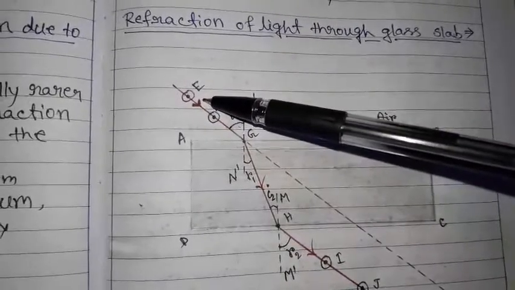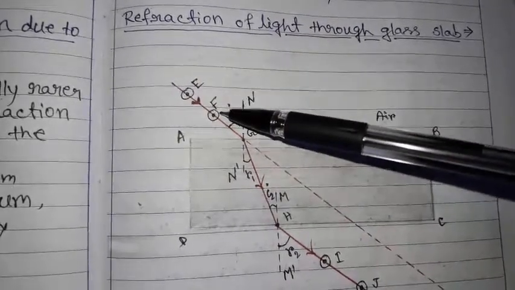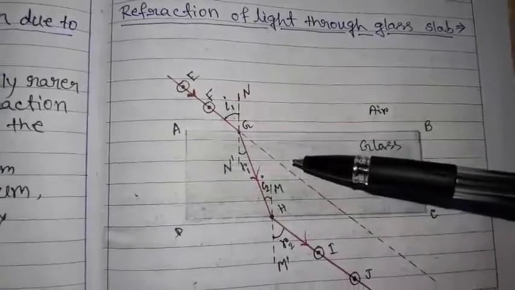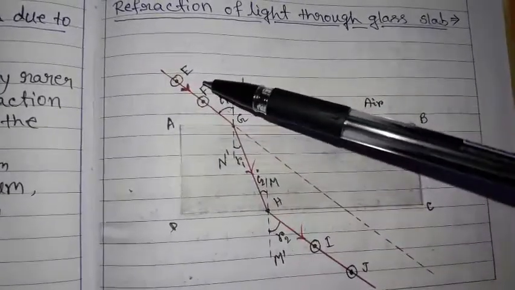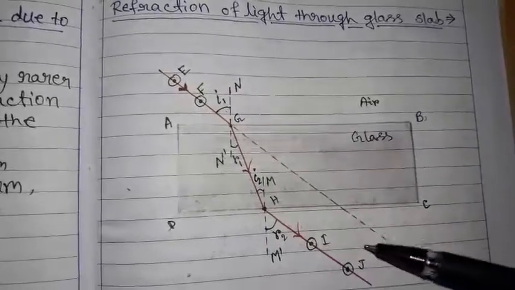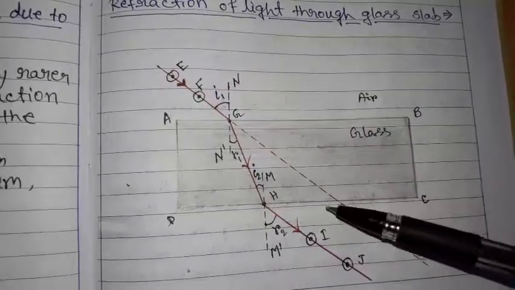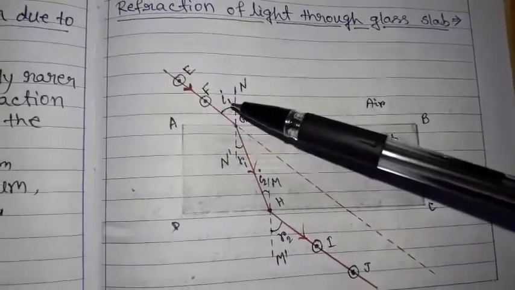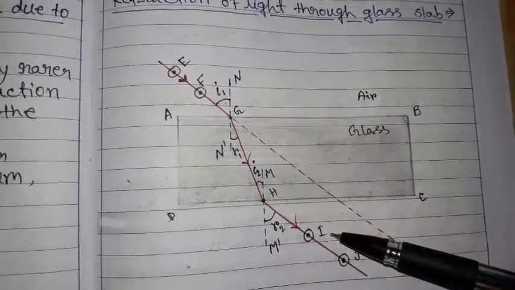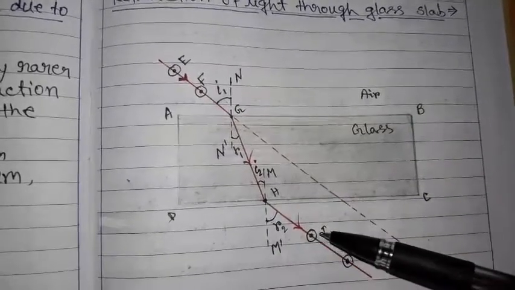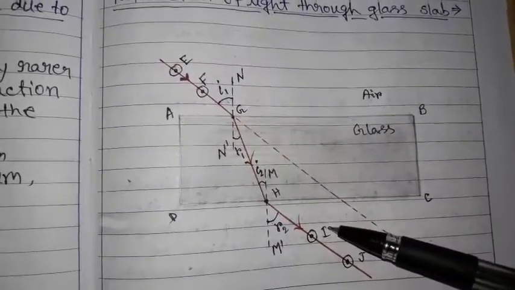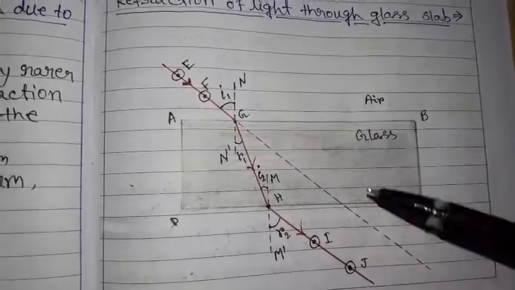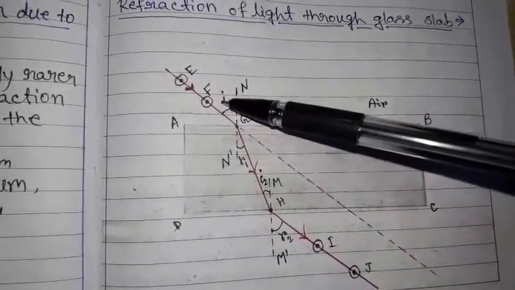We put two board pins at the point E and F. Then we again put the glass slab in this position and try to see the two pins through the opposite side DC of the glass slab. We try to see these 2 points on the same line. Then when we see it, we put two board pins again on the point I and J, so that this IJ is on the same line with E and F.